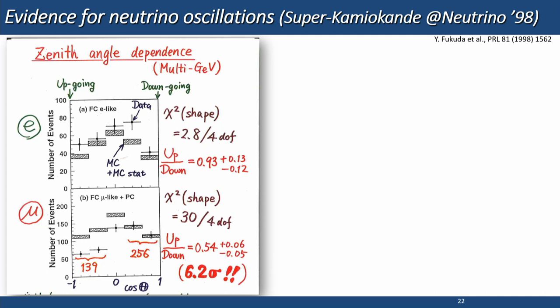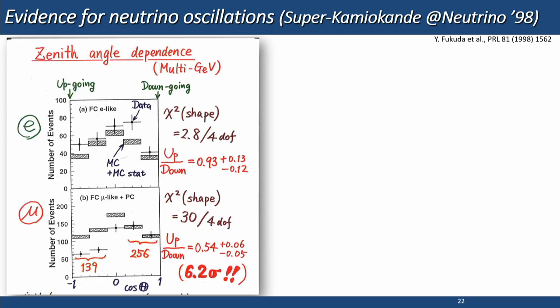This is the neutrino arrival distribution for muon neutrinos, and cosine theta equal to 1 means downgoing neutrinos, minus 1 means upward going neutrinos coming from the other side of the Earth. And these black dots with error bars show the data, and the hatched histogram shows the Monte Carlo prediction. And you see, for downgoing neutrinos, the data and Monte Carlo prediction agreed quite well. However, for upward going neutrinos, data showed almost a factor of two deficit.